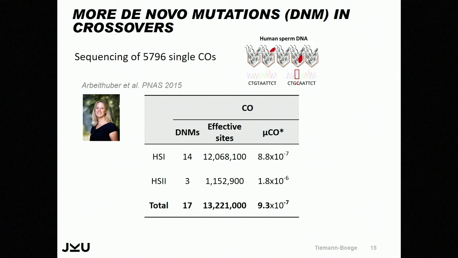So not a very impressive database, but the fact that we found those 17 mutations already allowed us to understand a little bit about the mechanisms driving mutations in recombination. First of all, we had, for the first time, experimental evidence that indeed we had a high mutation frequency associated with crossovers. In fact, the mutation frequency that we measured, 9.3 times 10 to the minus 7, is about 70-fold higher than the genome average.